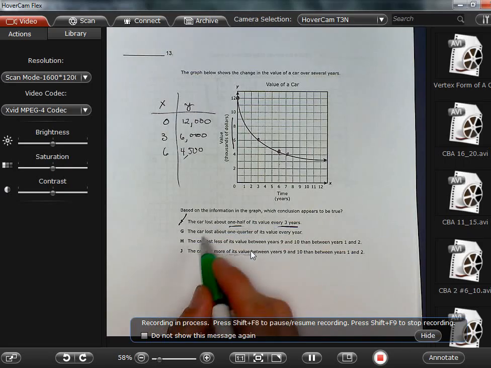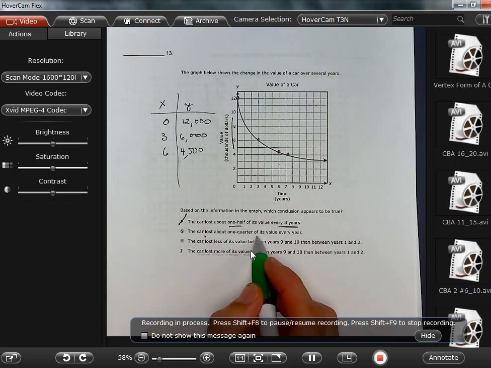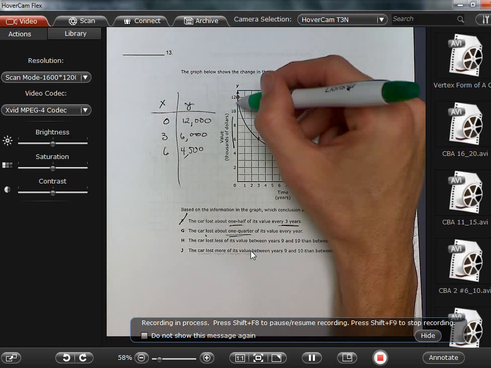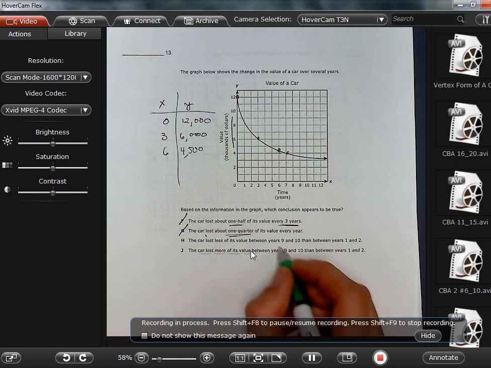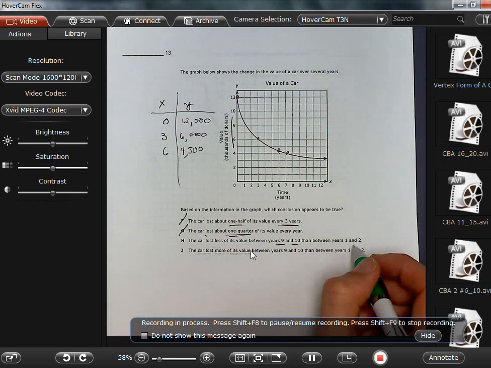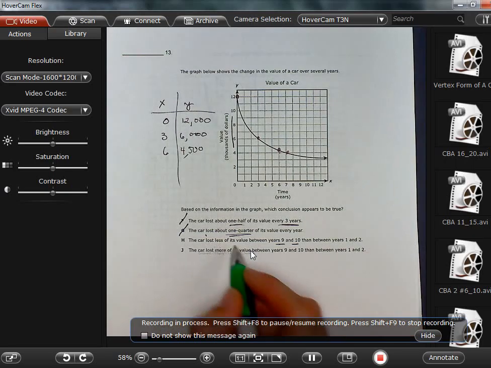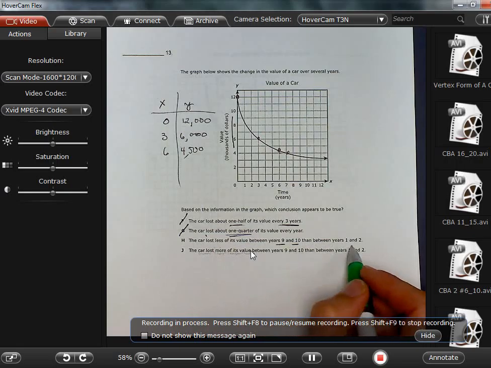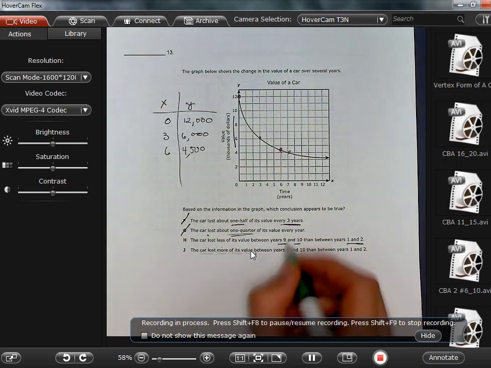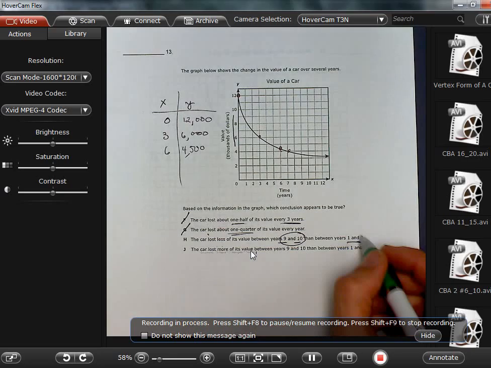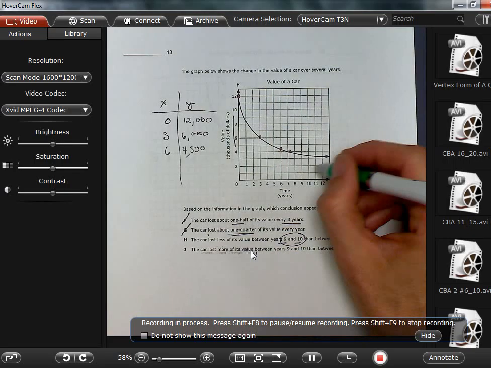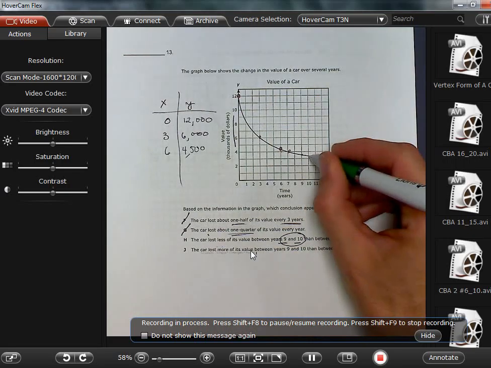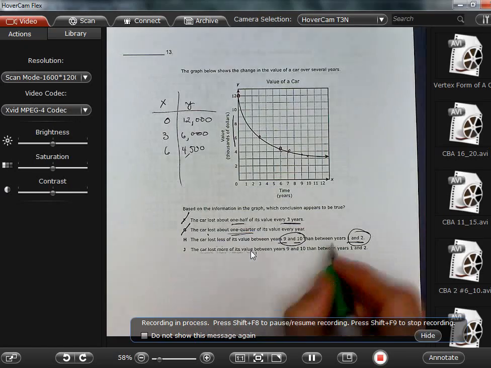The car lost about 1/4 of its value every year. Well, the first year it dropped by half of its value, so that one's out. The car lost less than half of its value between 9 and 10. Okay, the car lost less of its value between 9 and 10 than between 1 and 2. So it's saying that it lost less here than it did here. Is that true? Between 9 and 10, how much did it lose? 9 is here to here. It lost less than $1,000. So we'll say $500.